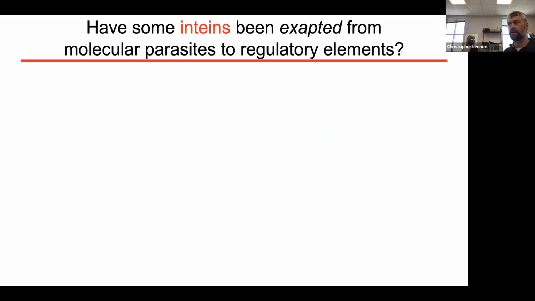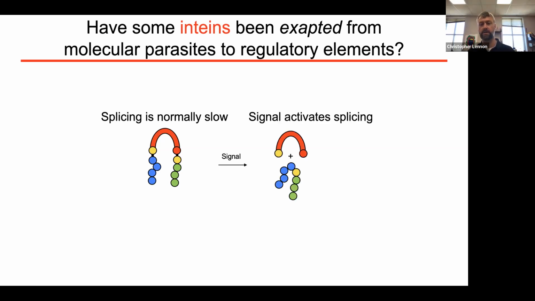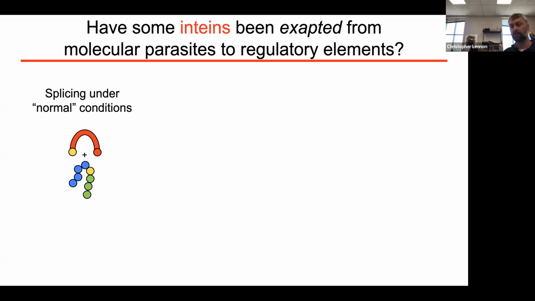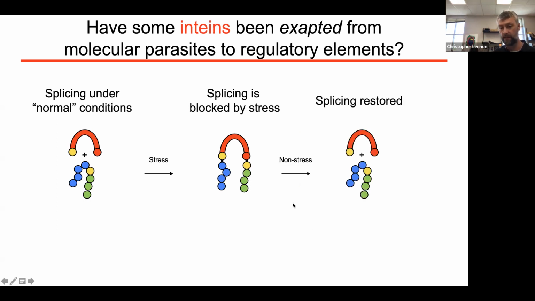Okay. And so how might an intein provide regulatory benefit to a host? Well, one could imagine that your intein-containing protein is translated and it's in this state where it can't splice, and some sort of signal comes along and activates splicing. This could provide regulatory benefit. One could also imagine that splicing under normal conditions will occur rapidly, but then under some sort of stress, any new protein made will have splicing temporarily blocked until that stress is relieved and splicing can be restored.